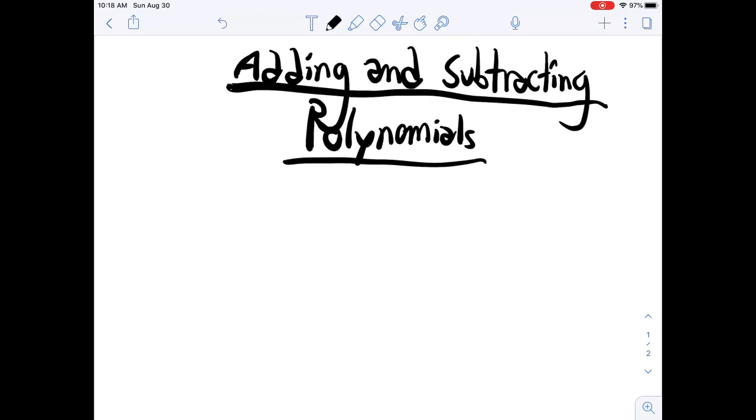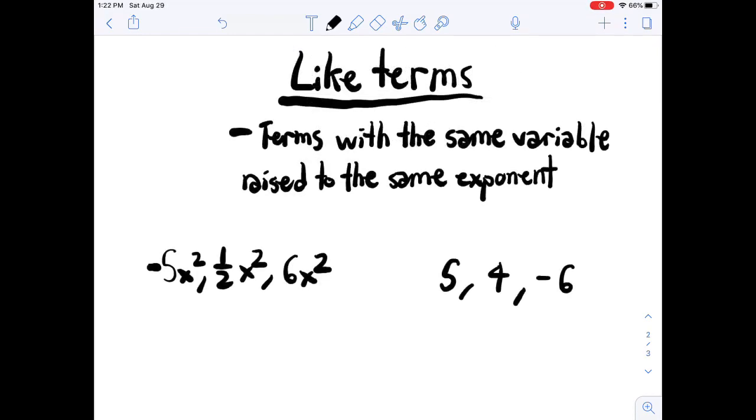Today I'm going to talk about adding and subtracting polynomials. Before we get to that part, I need to tell you what like terms are and what unlike terms are. Like terms are terms with the same variable raised to the same exponent.